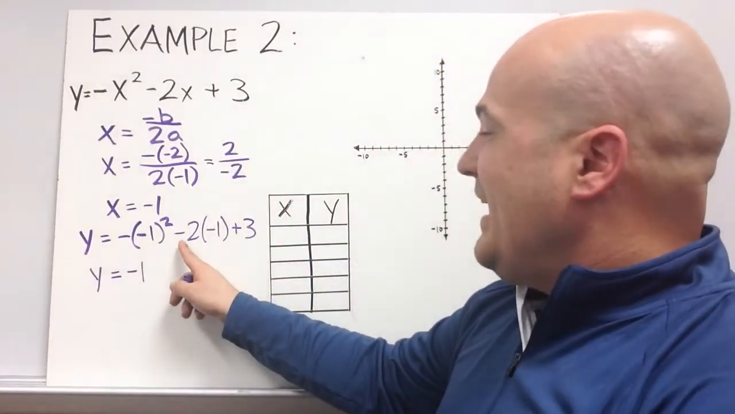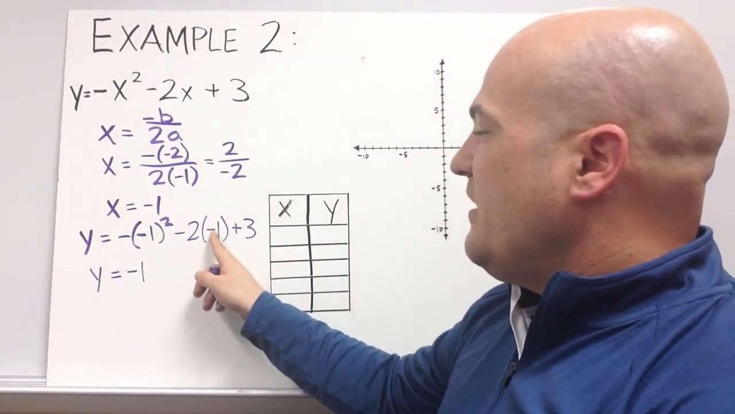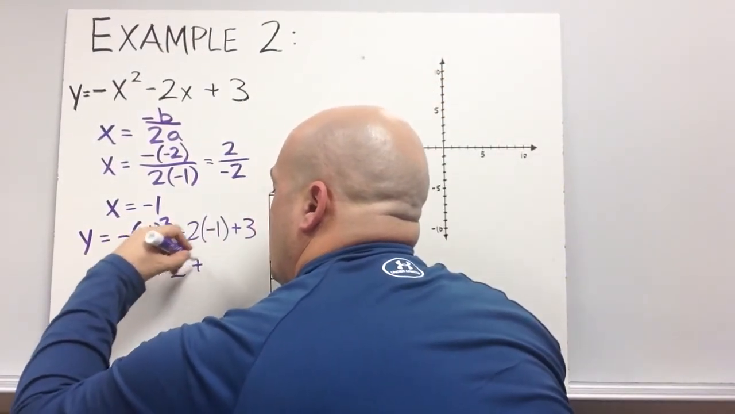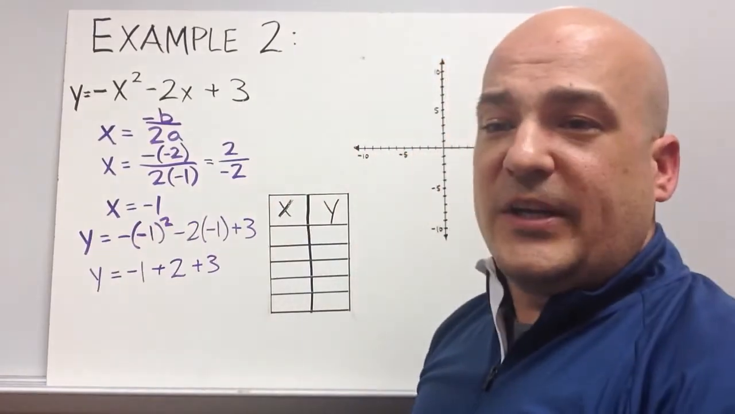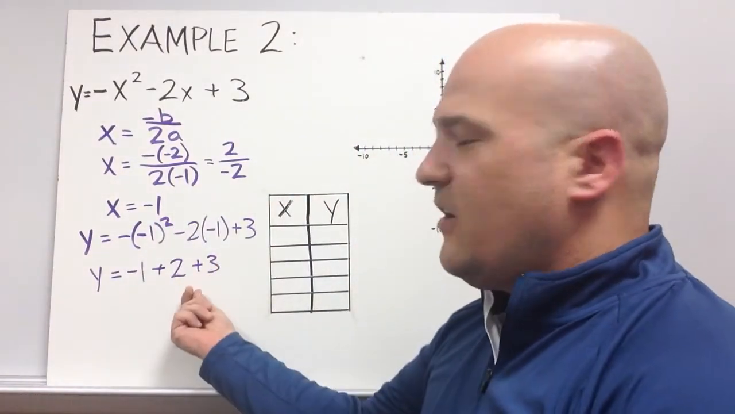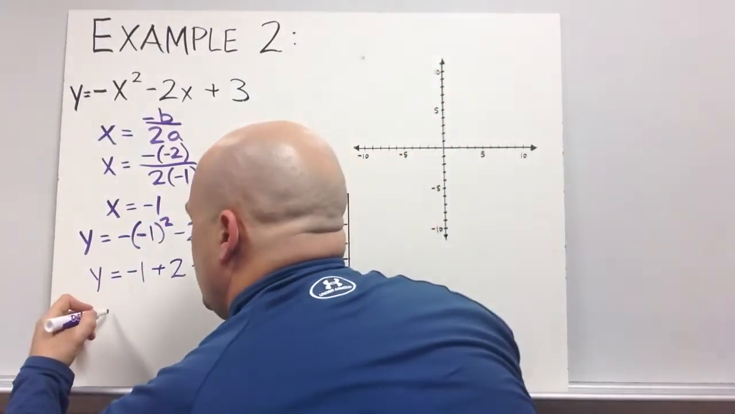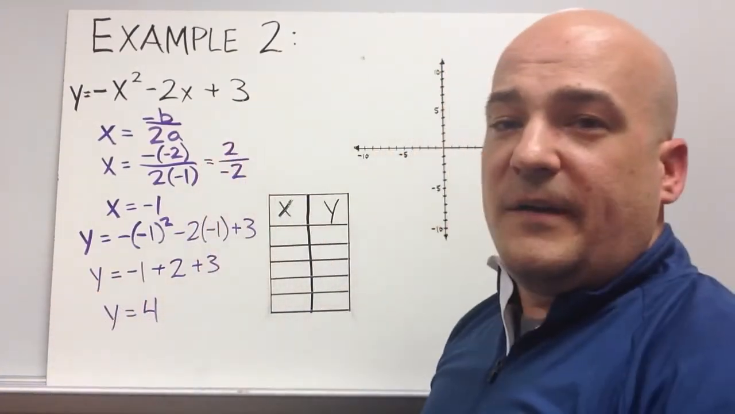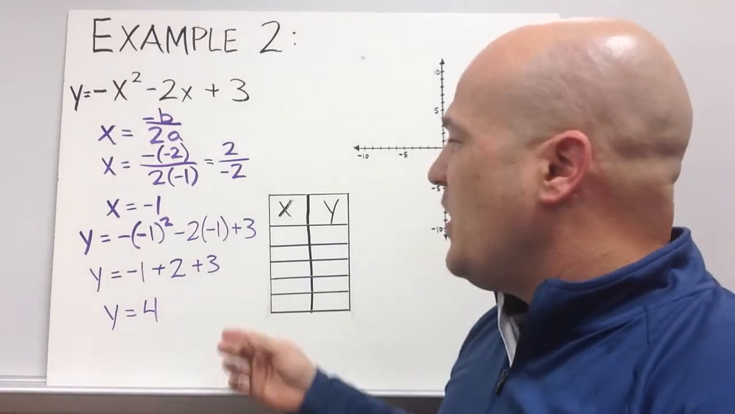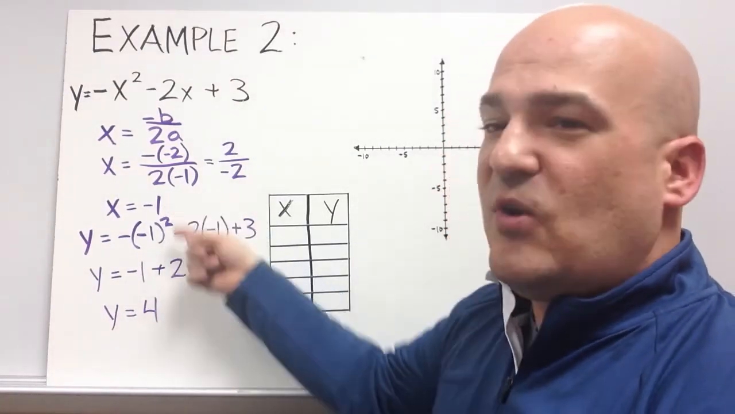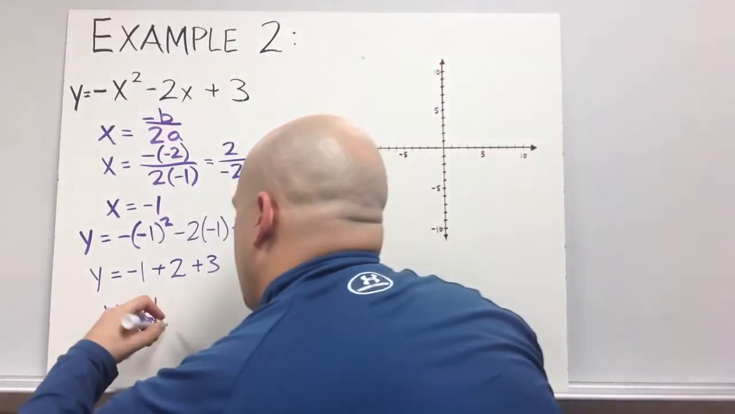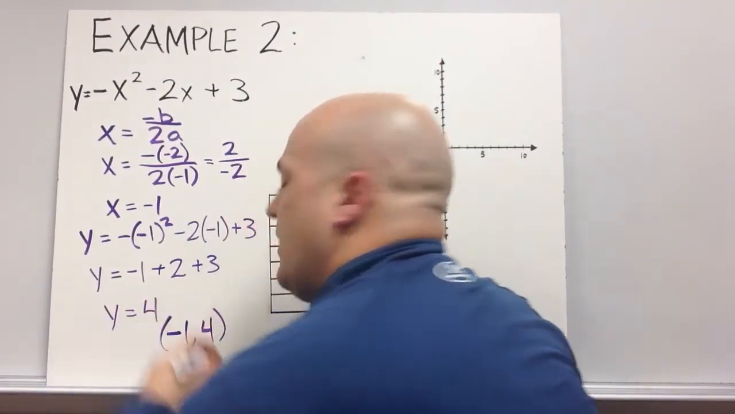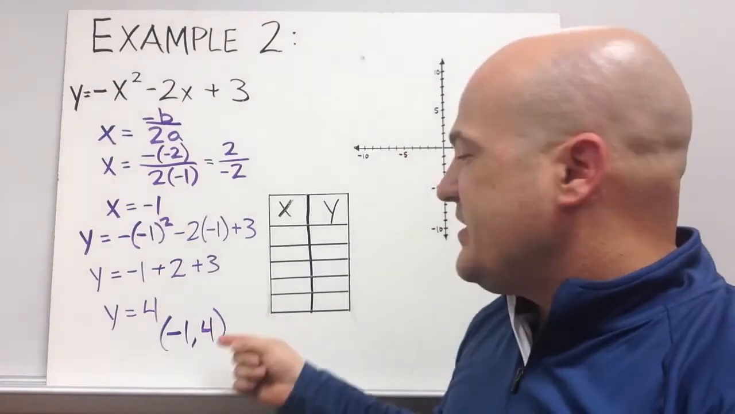And then -2 times -1 is +2. And then plus 3. So when I combine all these, I end up with y equals 4. And so now I know my vertex. My vertex is negative 1, comma 4. That's my vertex. Done with step number 1.